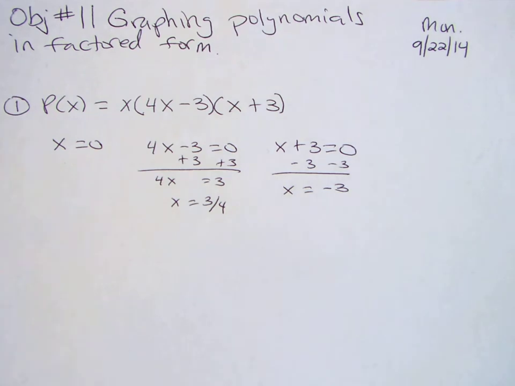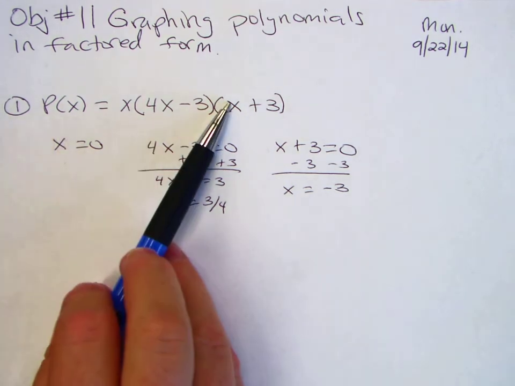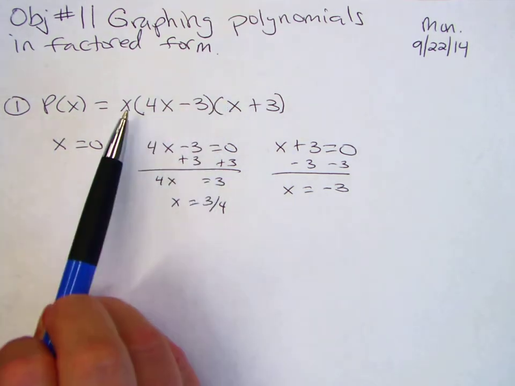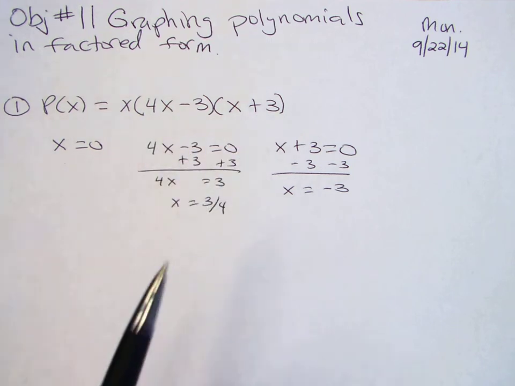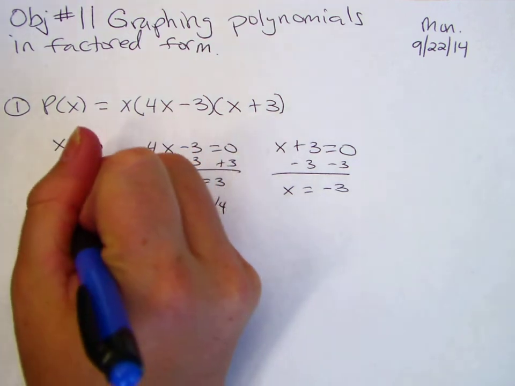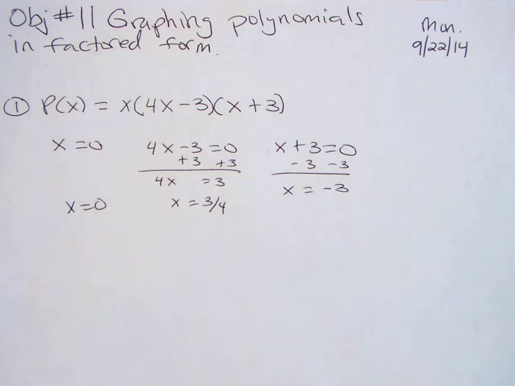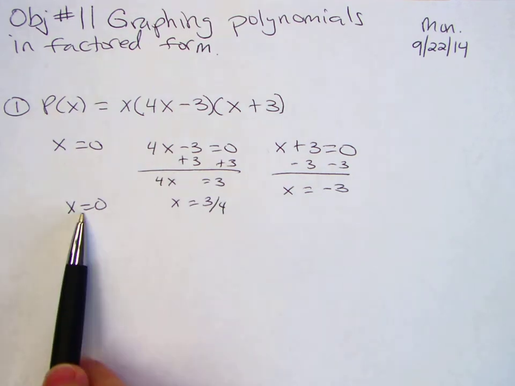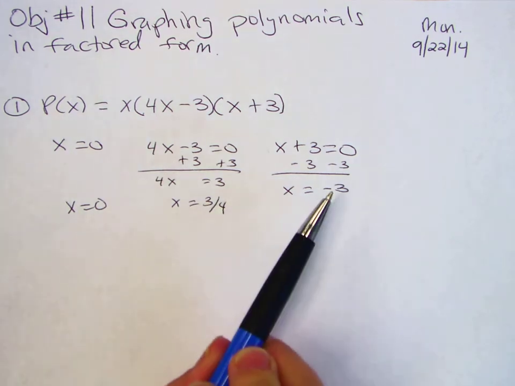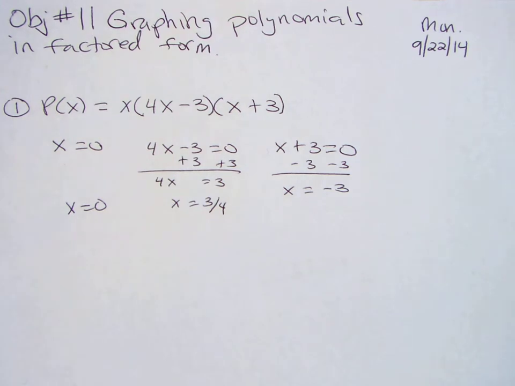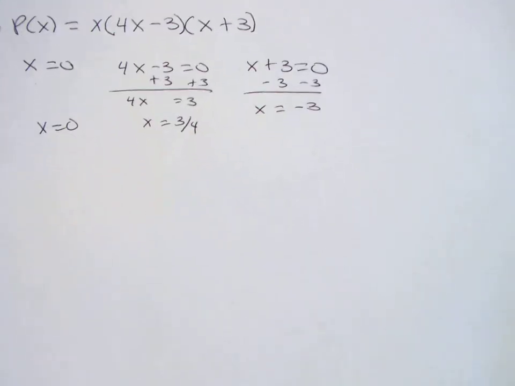Alright, so the first thing you do is take your polynomial and set each of the terms that are factored equal to 0. We do this to find the roots. I did that already, and there are 3 roots for this equation: 0, 3/4, and -3. So now I'm going to plot those. I'm going to draw my own axes.